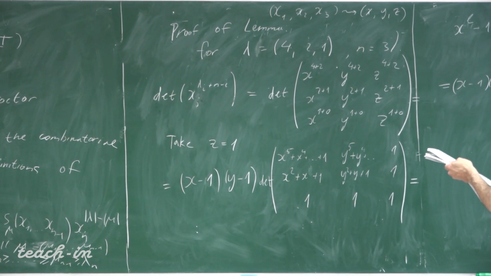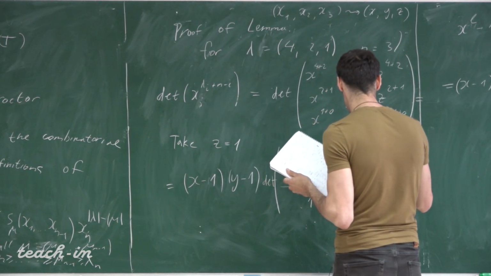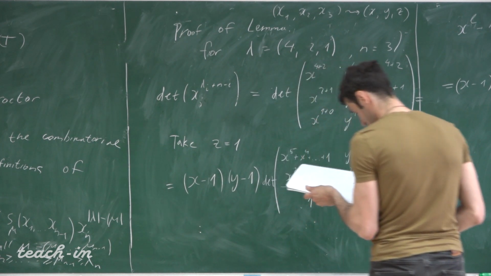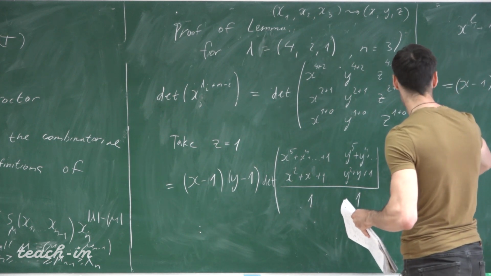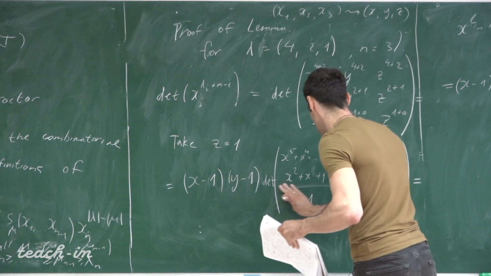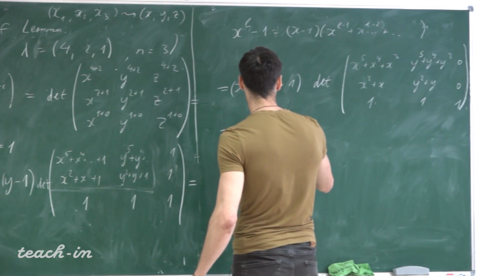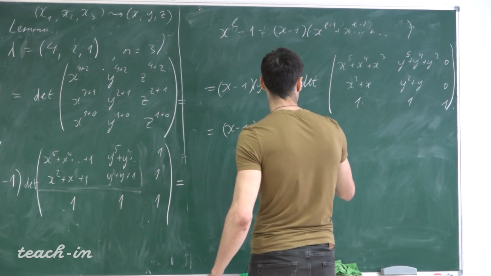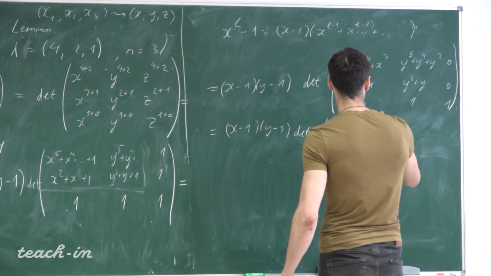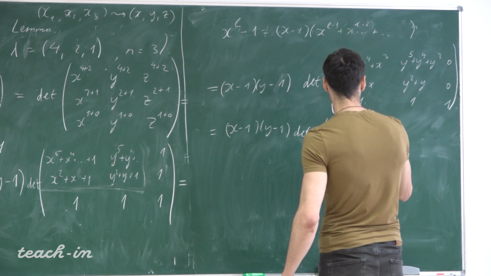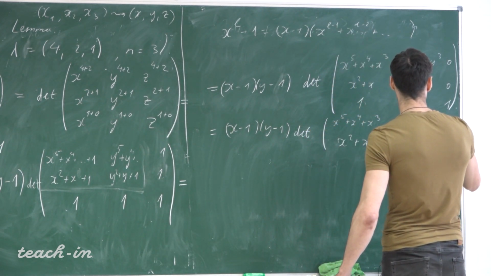So, but look at this determinant. We already rewrote it here. So actually, what I have is x minus 1 times y minus 1 times a 2 by 2 determinant now. Y to the 5th plus y to the 4th plus y cubed.